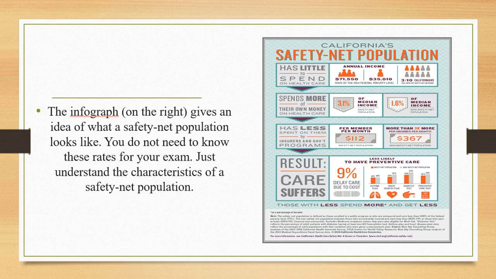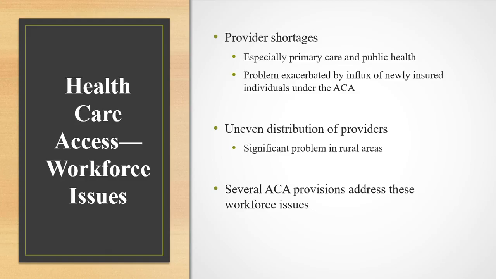And even with these safety net hospitals, they tend to vary. Some are public, some are private, nonprofit. They come in different sizes. But again, the main mission that brings them all together is really just taking care of those that are most vulnerable. Now, the next topic I want to touch on very briefly before I end this video lecture is some of the healthcare access issues regarding the workforce. All right. So when we're talking about problems accessing care, it includes the provider shortages as well as uneven distribution of providers.